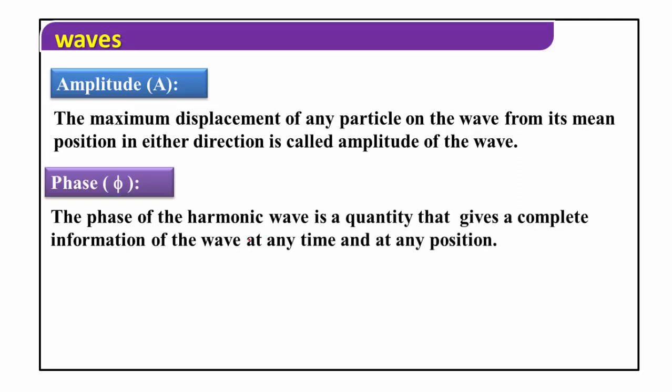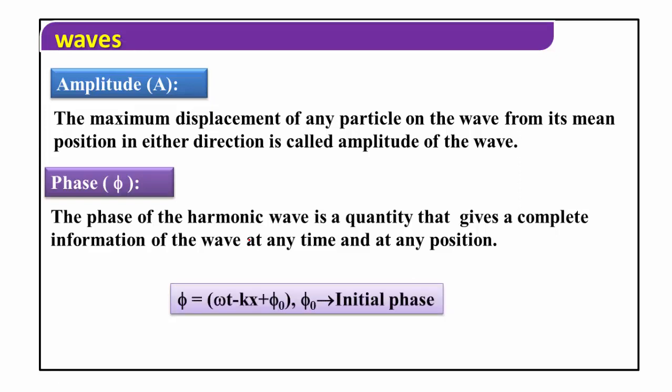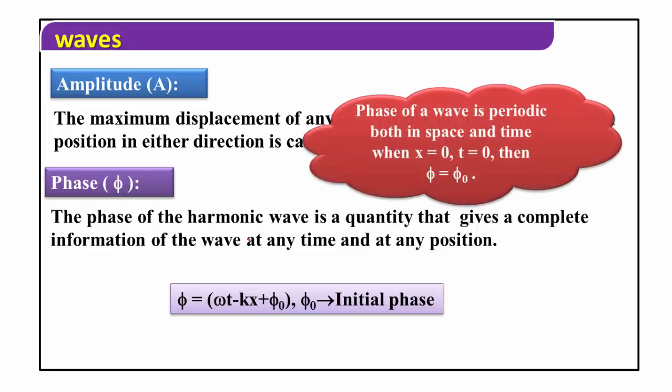It means the wave quantity that gives the complete information of the wave at any time and at any position is called phase. It is mathematically denoted by the symbol phi equal to omega t minus kx plus phi naught, where phi naught is called the initial phase. If the wave is periodic in both space and time, when x equal to 0 and time t is also 0, then the phase is equal to the initial phase.